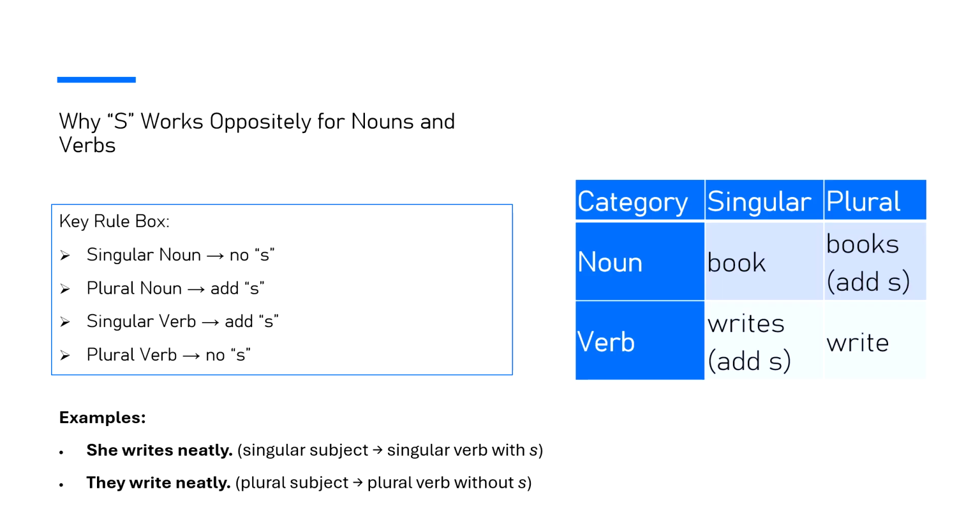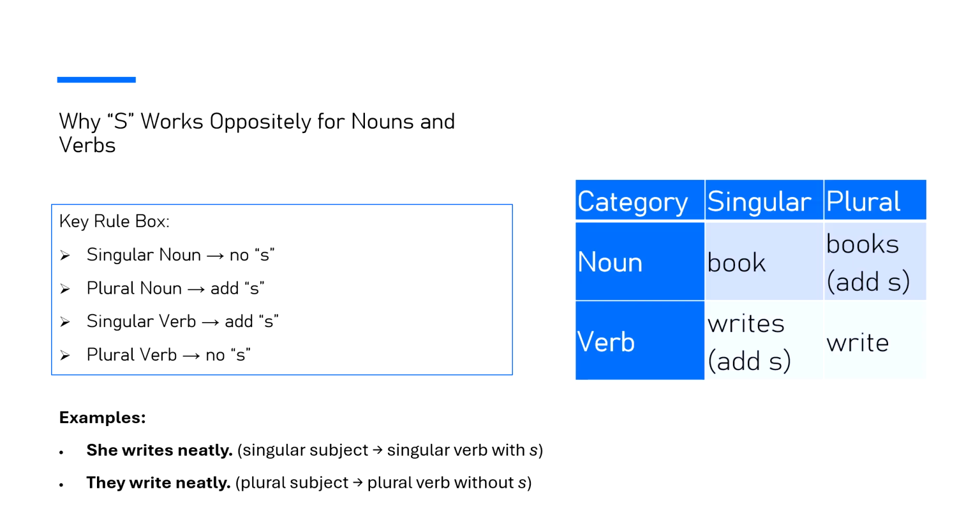Here is a very common area of confusion when you use 's' in nouns and verbs. For nouns, adding 's' makes the word plural. For example, book, books, car, cars. But for verbs, it works the opposite way. Adding 's' makes the verb singular. So, writes is singular, write is plural. Plays is singular and play is plural. Similarly, runs is singular while run is plural.